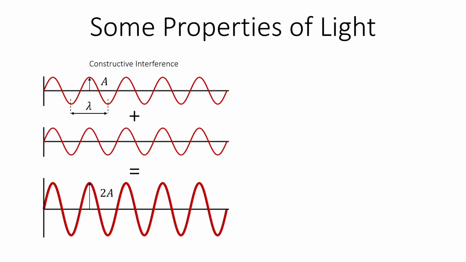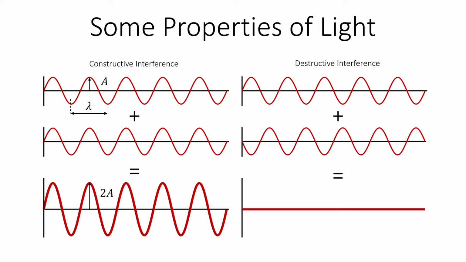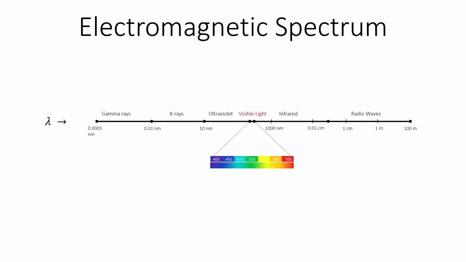When you add two waves that are coherent, you get constructive interference, which effectively increases the amplitude and thus the intensity of the wave. If they are exactly out of phase, you get destructive interference. The wavelength is important as it can determine what form of electromagnetic radiation or colour of visible light the laser produces. The graph here shows the electromagnetic spectrum with the visible range highlighted around 400 to 700 nanometers.